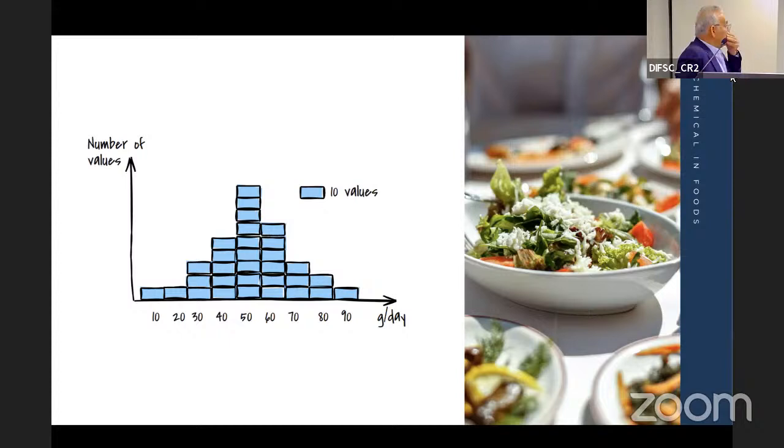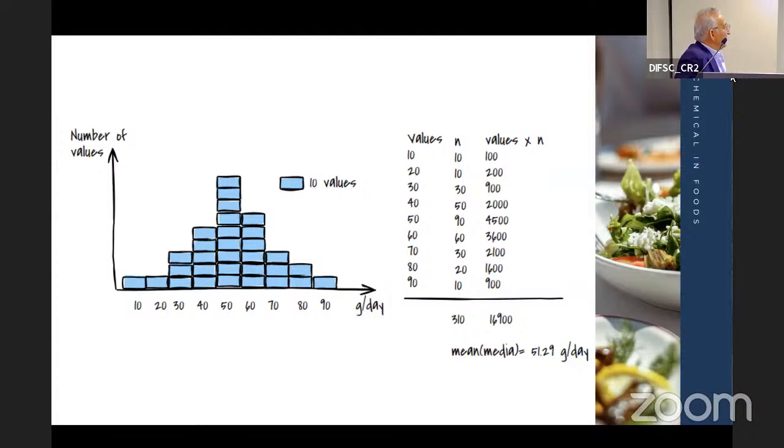Now, if I want to use those data to calculate, for example, the mean, what I do is put the values 10, 20, 30, etc., and I put the frequency of each value. I multiply them, I sum them and divide by 310, and I calculate the mean. This is the average. Easy. You did this calculation. Sure, you did it dozens of times.